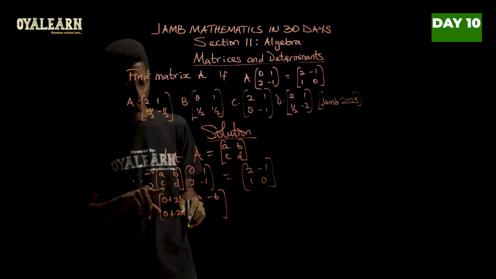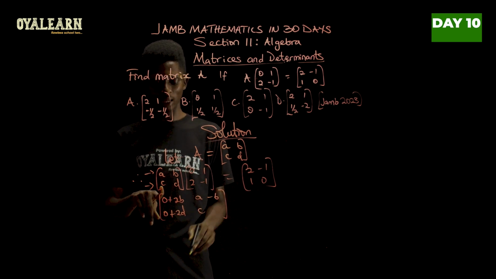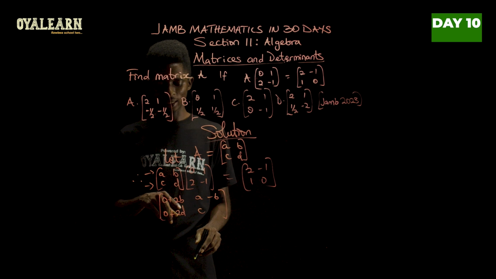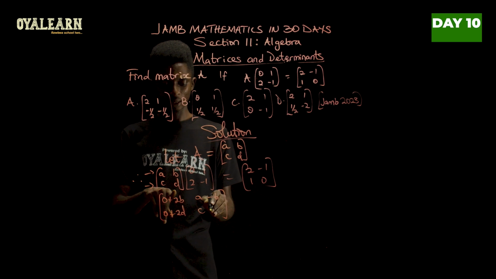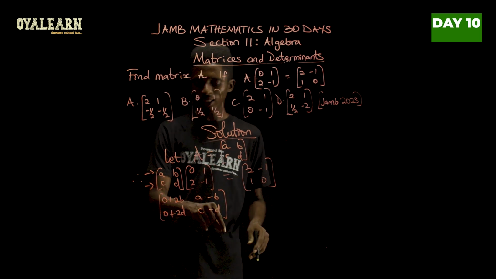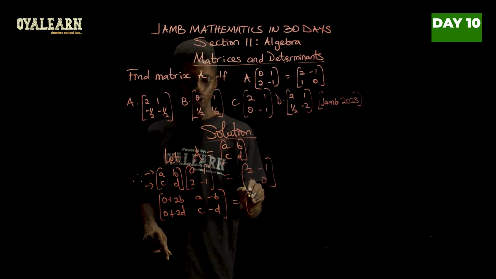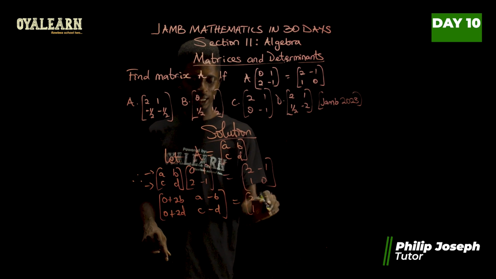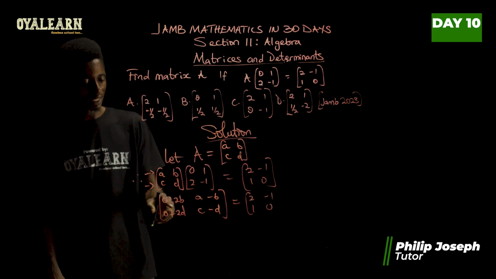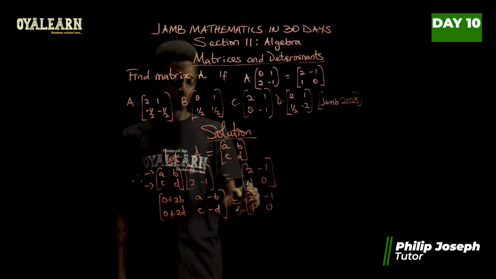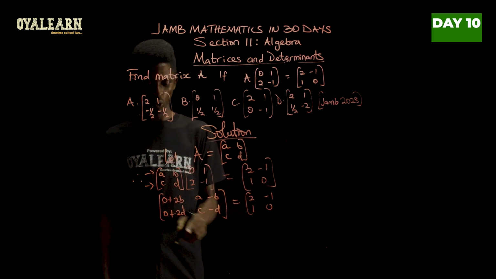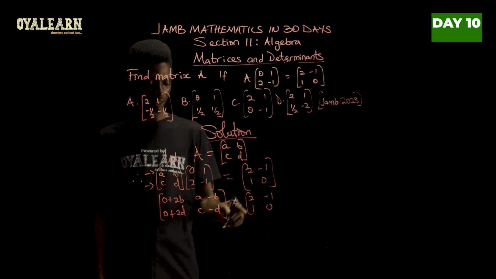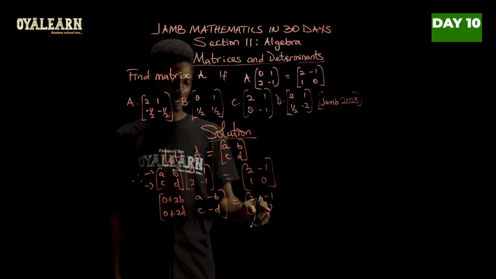Now to this, C times 1, that's C, and then D times minus 1, that's plus minus D, that's minus D. So now that this is done, we then equate it to 2, then minus 1, 1, and then 0. Now taking note that this element we have here is the same as 2. This element here, A minus B, is minus 1. 0 plus 2D is 1, and then C plus D is 0.